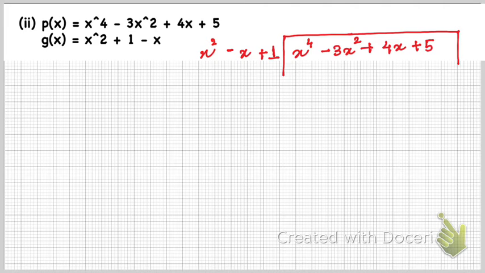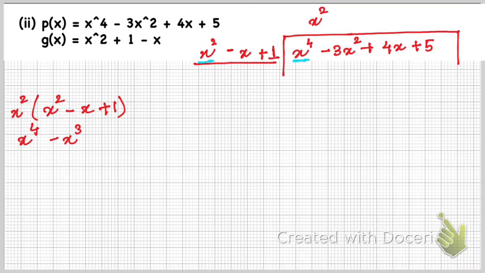Now here the first term is x square and here the first term is x to the power 4. So we need to multiply it with x square. Multiplying it with x square will give us x to the power 4. So we will multiply this complete gx with x square. So here we will do the rough part. Multiplying complete gx with x square will give us x to the power 4 minus x cube plus x square.